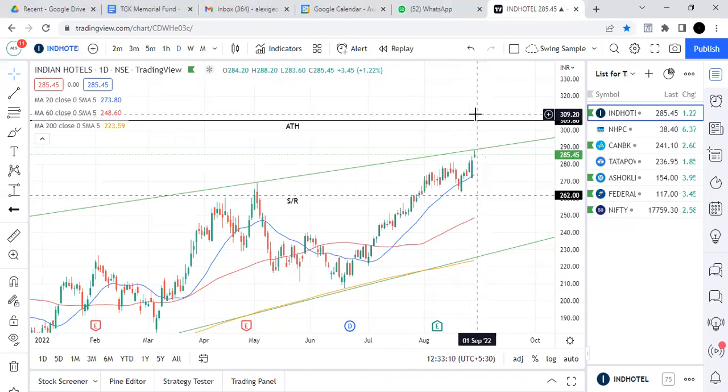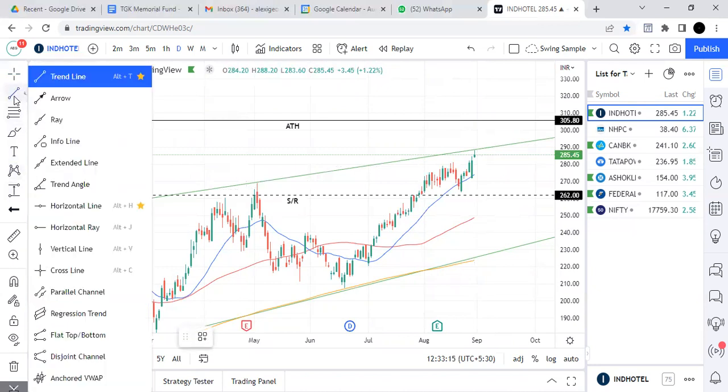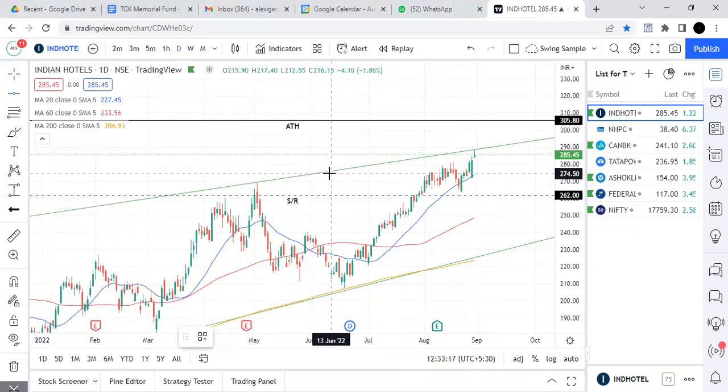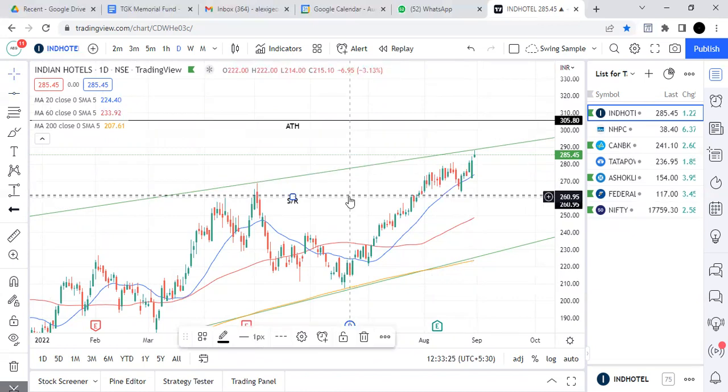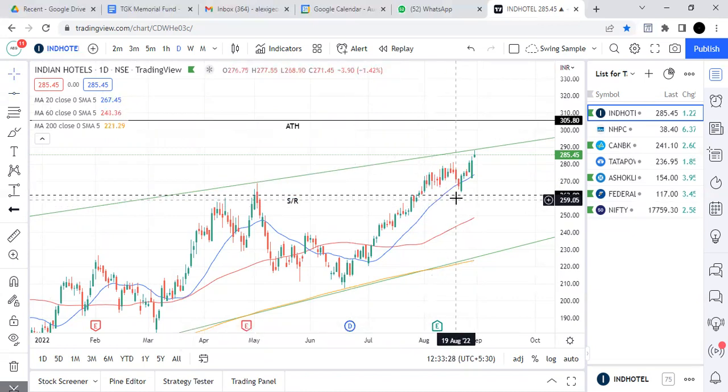I could enter again. Now, where should your stop loss be? When you do this, you look for the more recent support level, and the recent support level is right here, and I would use that as my stop loss. See this right here? I would place that as my stop loss.